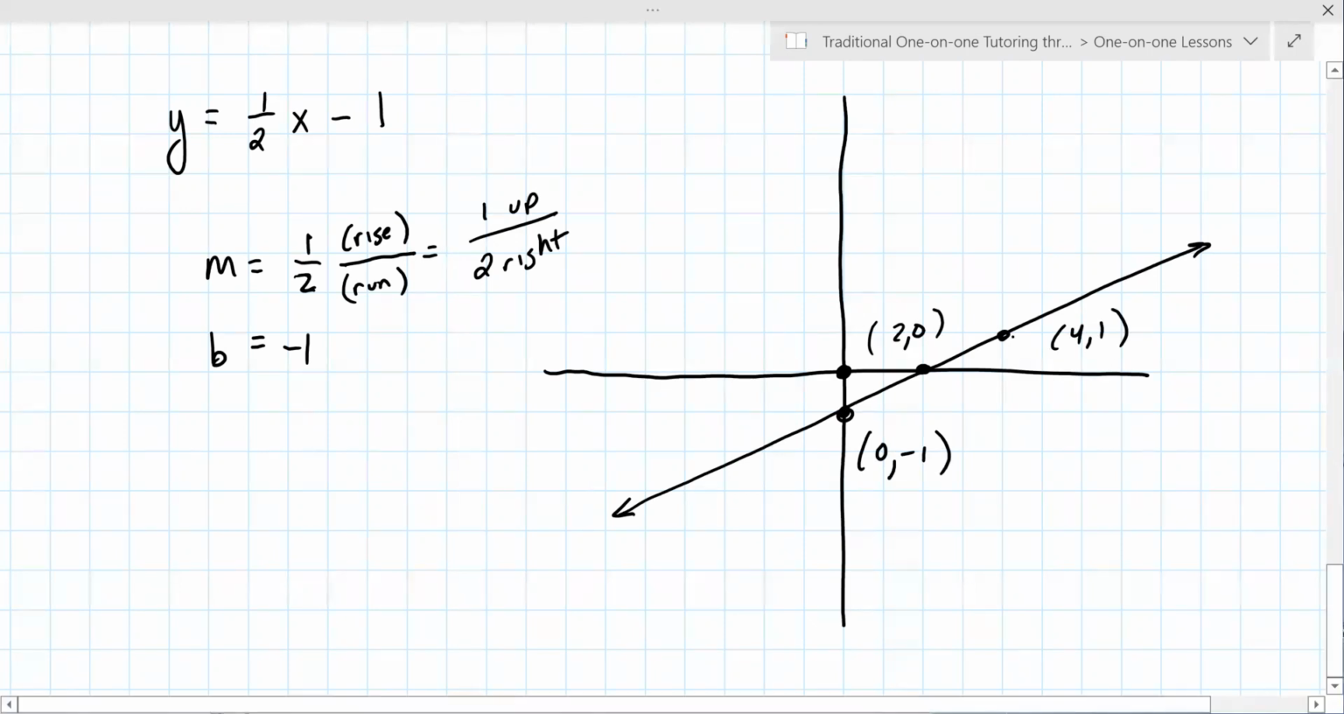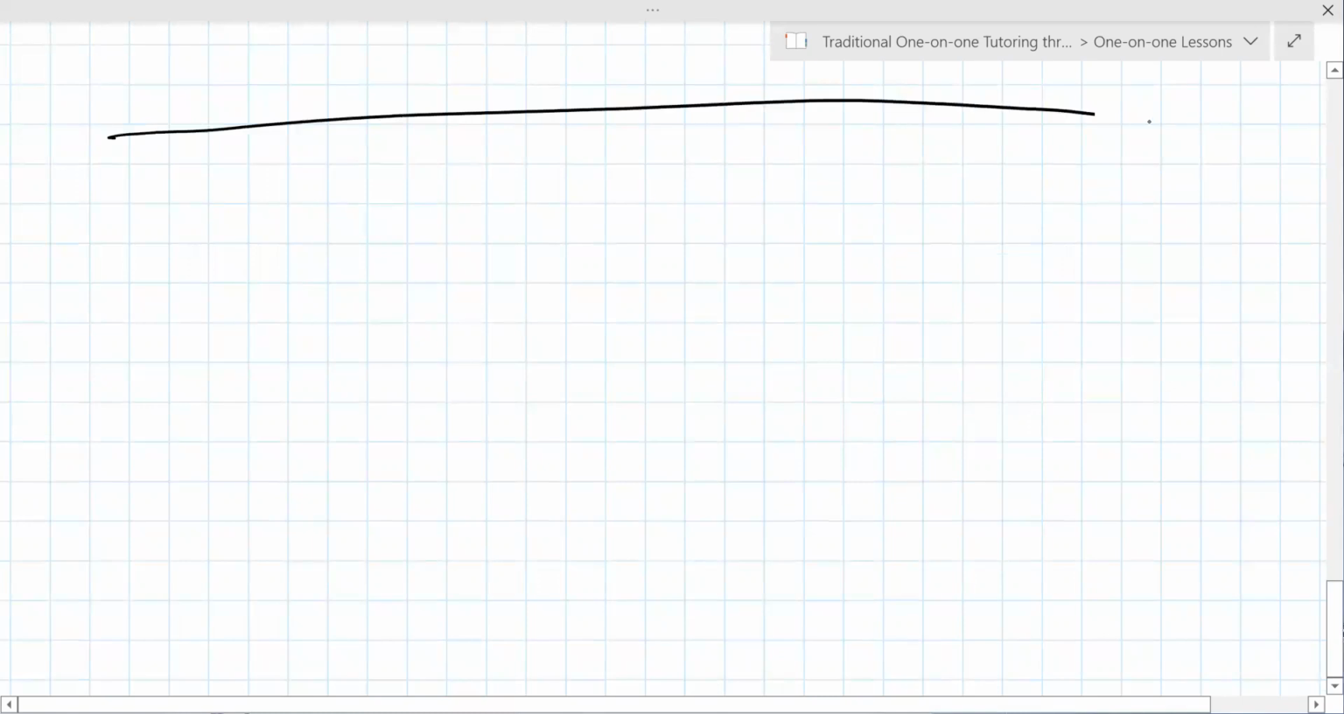All right, so let's try another one here. Let's say I give you the equation y equals minus 4. Actually, let me change it: y equals -3x plus 6.